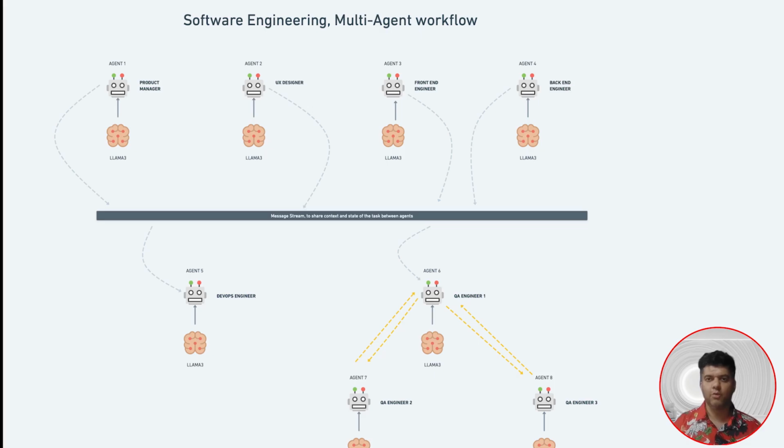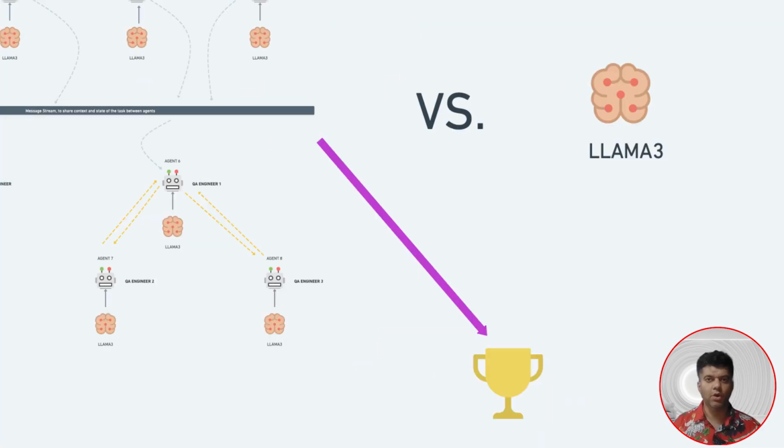Now think of getting an output from a single LLM as opposed to the output from a multi-LLM agent workflow. Now logically, the multi-LLM agent workflow output should be much better, right? And that's exactly the case in practice. This is what actually happens. And this is why we use agents.